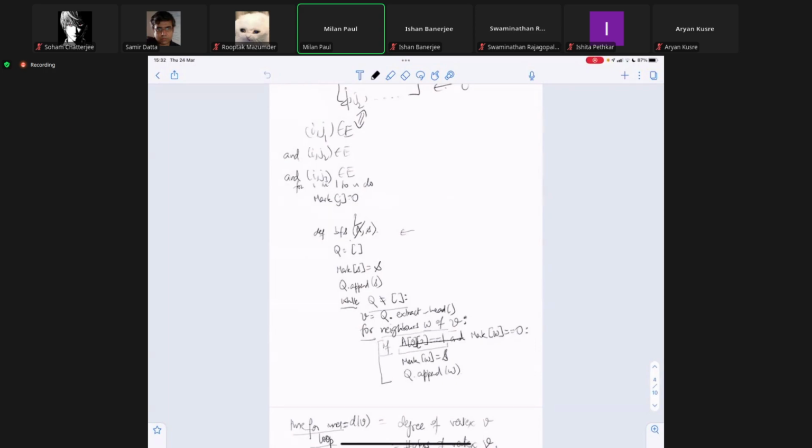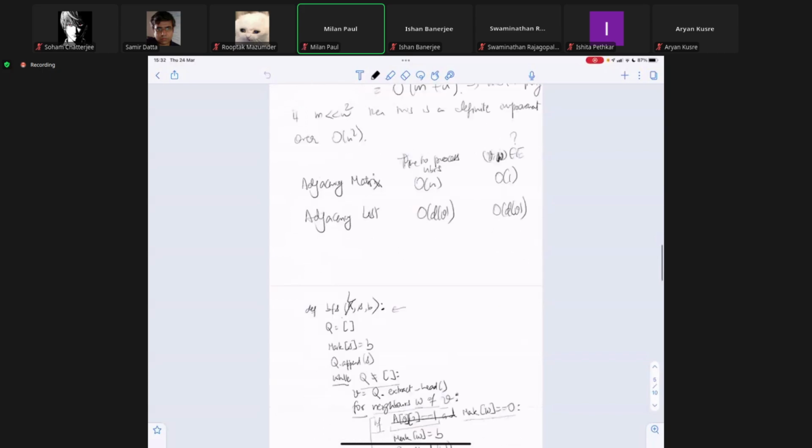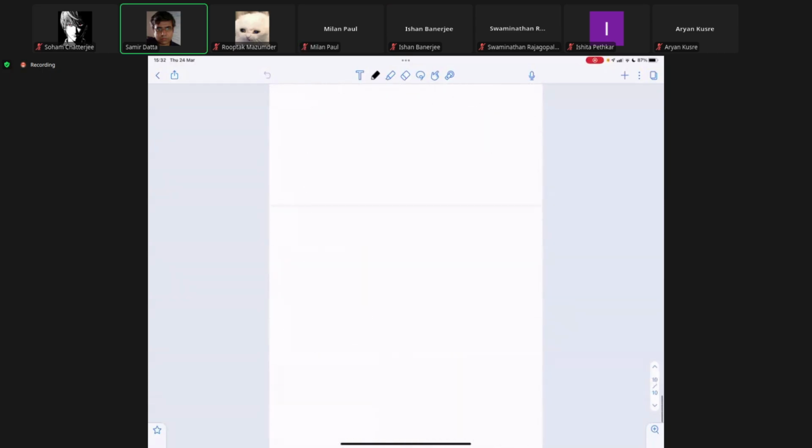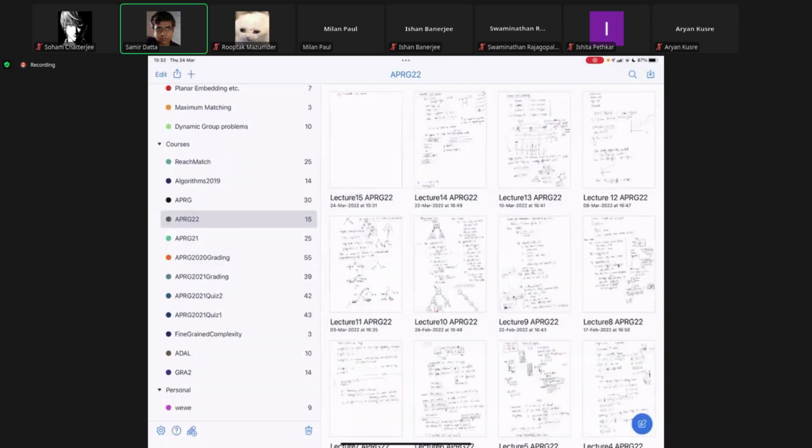Yeah, that's true. Because while there are three loops, it will not enter the queue multiple times. Correct? Yes. Okay, so good. Thanks for the clarification.